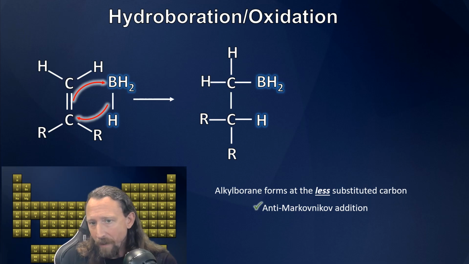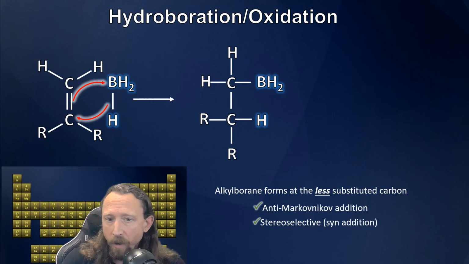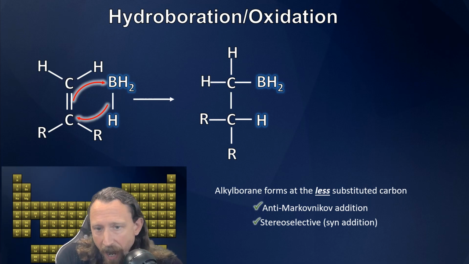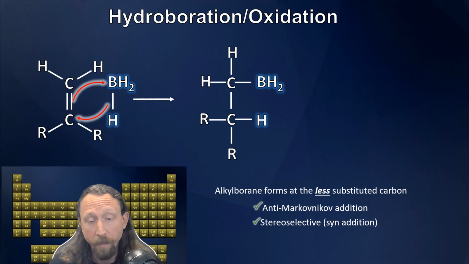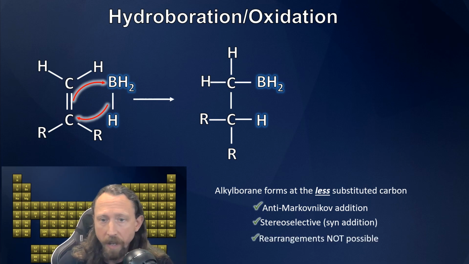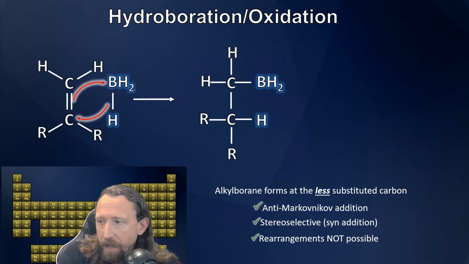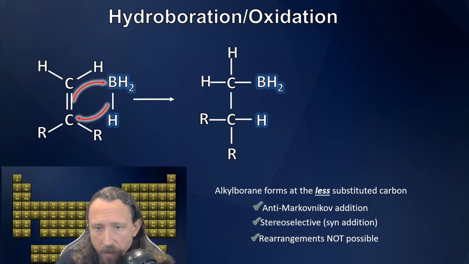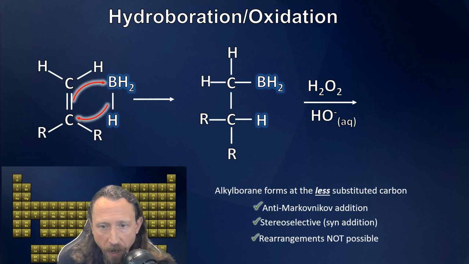And because it's all happening at once on one side of the molecule, it's also a stereoselective reaction. It's what we call a syn addition, where both the hydrogen and the borane group, which we're eventually going to oxidize into an alcohol, are going to end up on the same side of what was originally that double bond. And because this all happens in a concerted step, rearrangements aren't possible. We don't tend to see methyl shifts, hydride shifts, or ring expansions taking place during these reactions because of this. Once we're done making our alkyl borane, it's a simple oxidation, usually using something like peroxide and an aqueous base to get us to the final product, which is our alcohol.